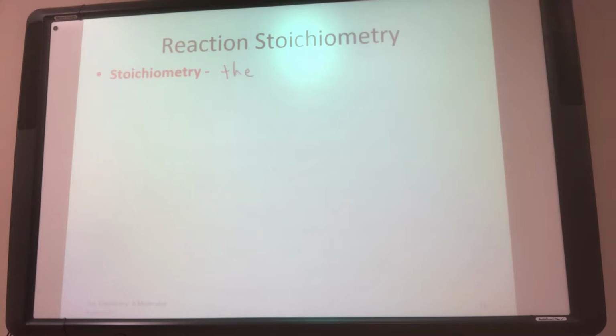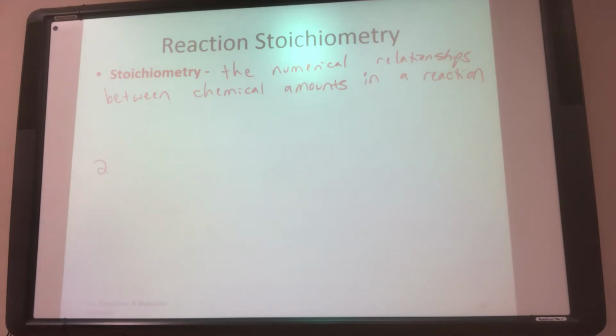Stoichiometry refers to the numerical relationships between chemical amounts in a reaction. So stoichiometry is going to relate how much I have in my balanced equation in a reaction.